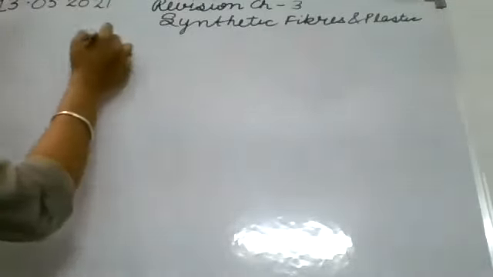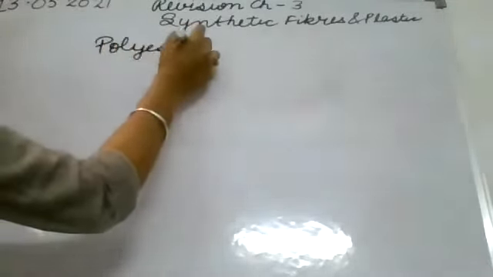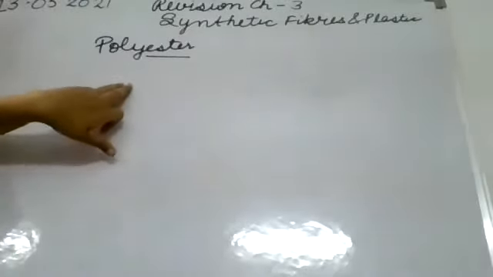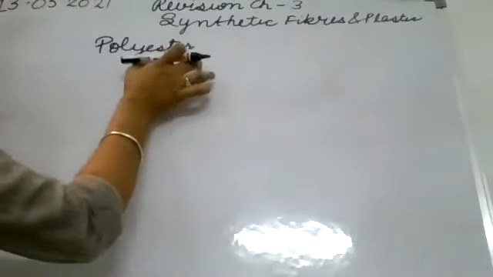So the next is polyester. From the name polyester, it is clear that the monomer of this is an ester. So ester is a chemical substance that gives a fruity smell. Polyester is made by joining monomers of the ester.